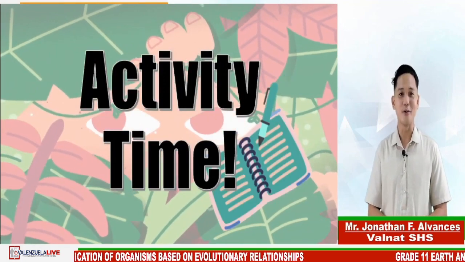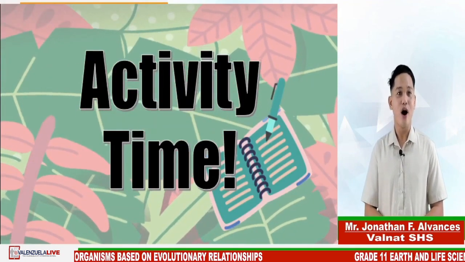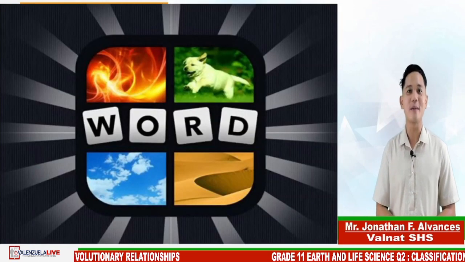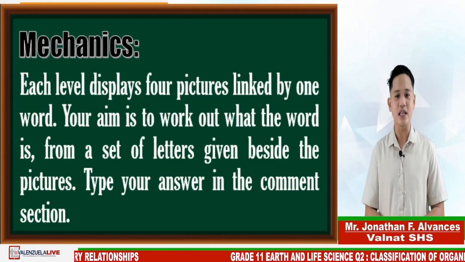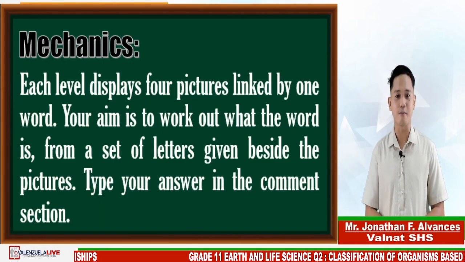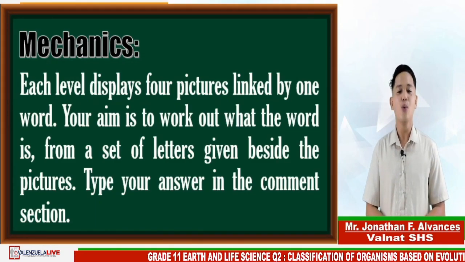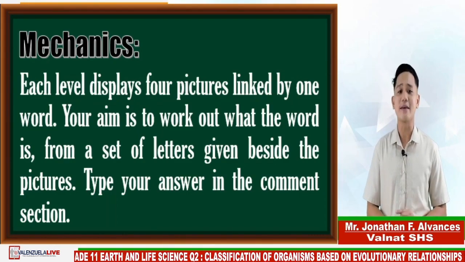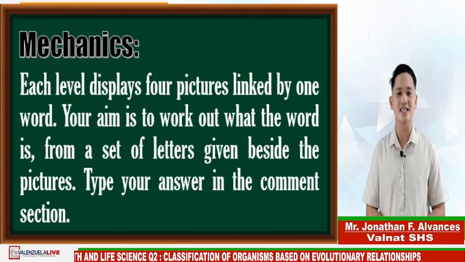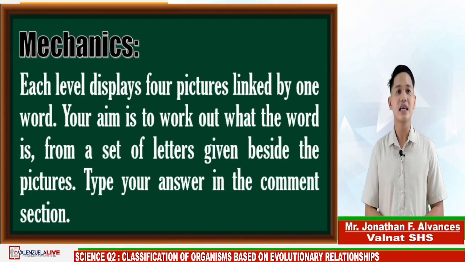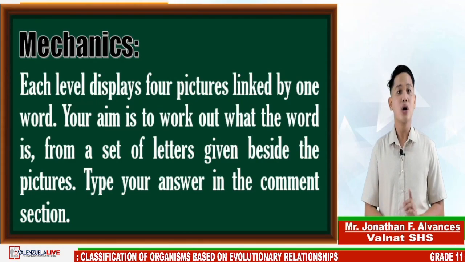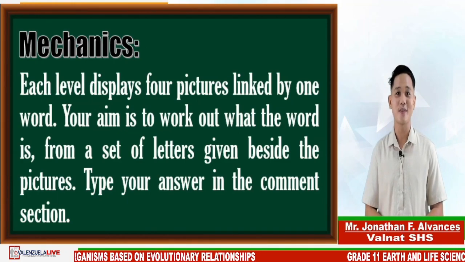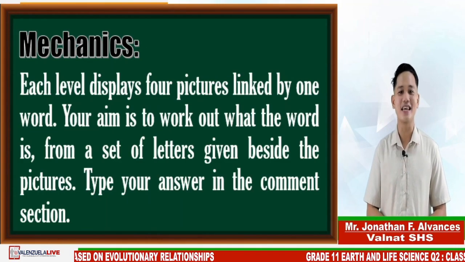Let us set our mood by having a classic game of 4 pics, 1 word. If you ever played this game, you know the mechanics. In this activity, we will have 5 sets of pictures. Each set will display 4 pictures linked by 1 word. Your aim is to work out what the word is from a set of letters given beside the pictures. You will be given 5 seconds to type your answer in the comment section. Are you ready? Then let's begin.